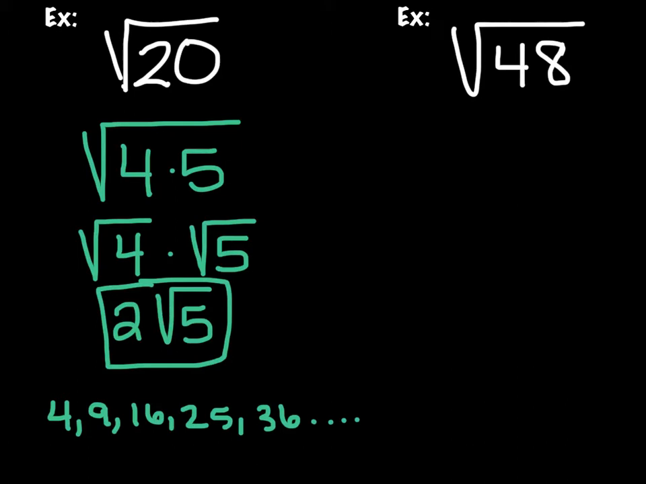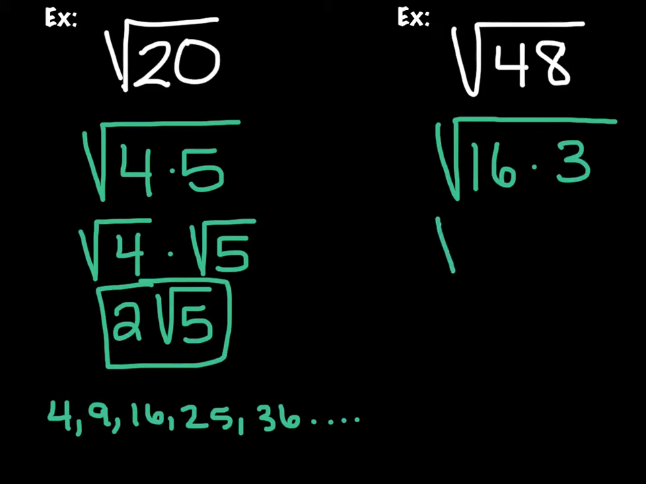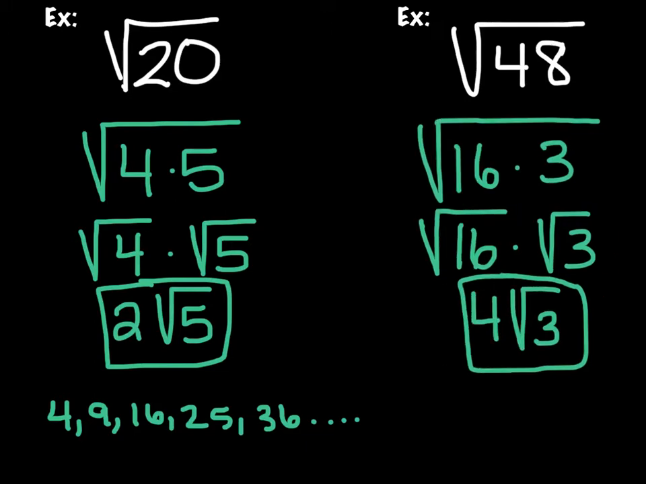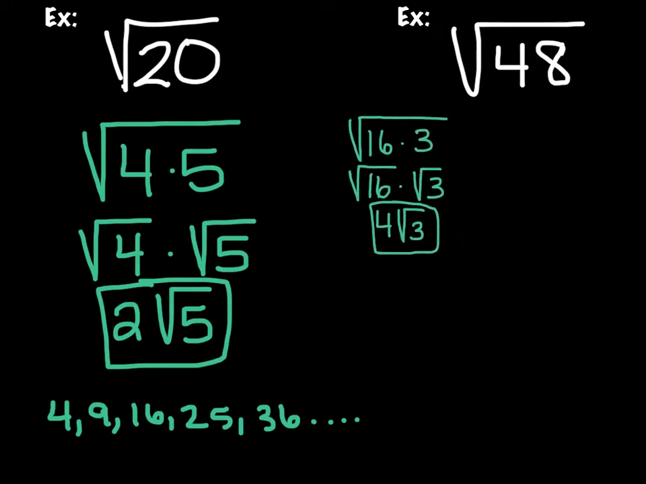So for 48, I want to find the biggest perfect square that will multiply and get 48. So while 48 can be divided by 4, 48 can also be divided by 16, so I'm going to choose 16 because it's bigger. And 48 is the product of 16 times 3. The product property says that I can split them and give them each their own radical. And then I actually know the square root of 16 is 4. I don't know the square root of 3, so it has to stay inside. And that's my answer.